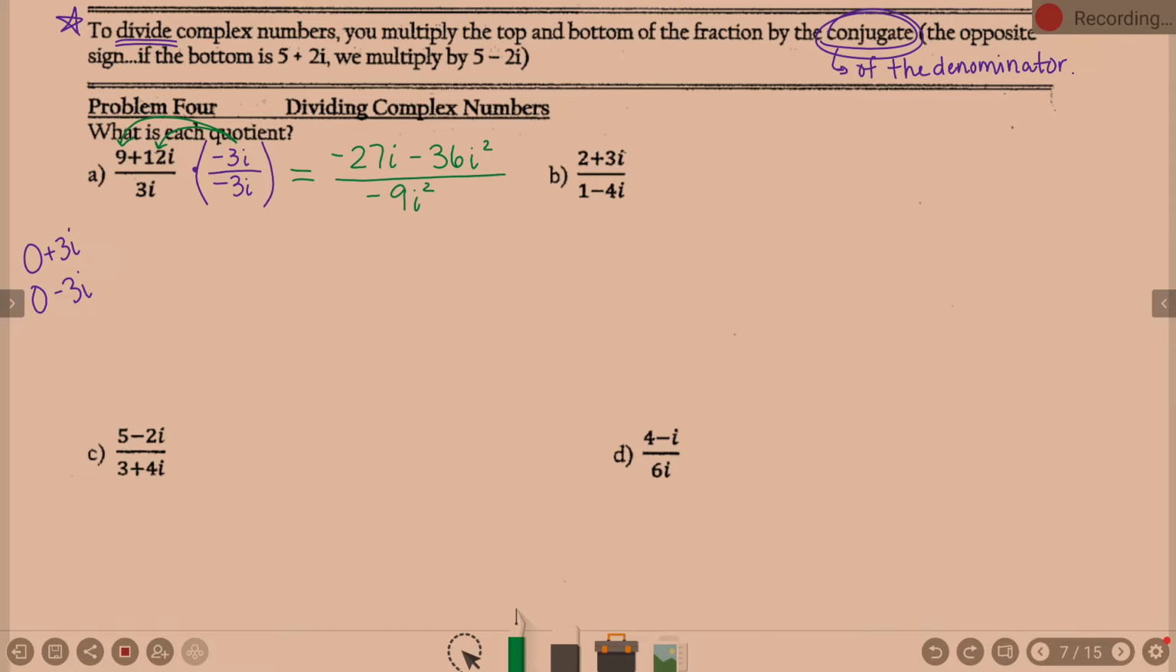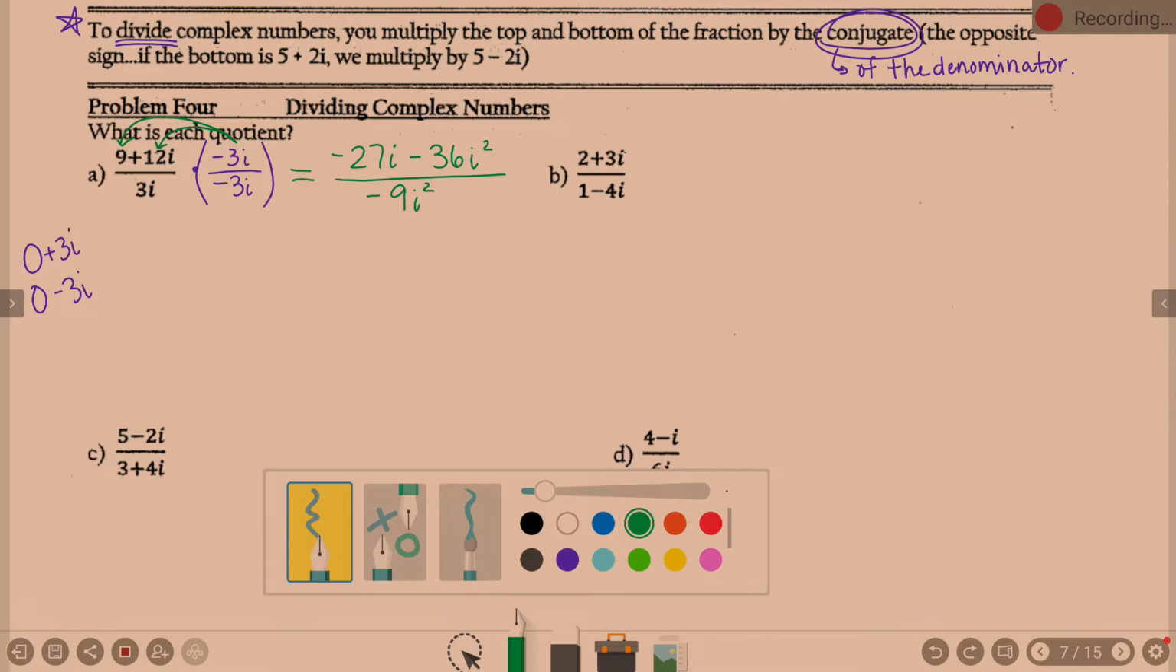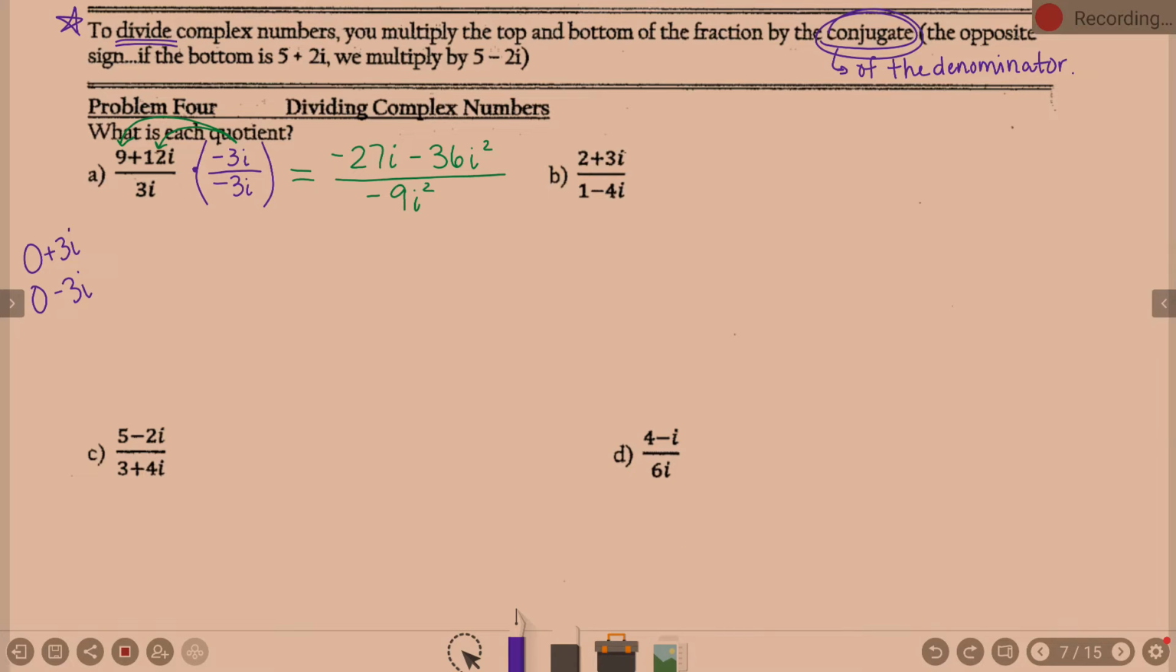Okay, from here, it's all about the cleanup. What is something you see in this problem that you know I'm going to say we can't leave? The i squared. Yeah. I never want to see an i squared in an answer, right? And that's just me talking. That's not even MathXL. MathXL will definitely count you wrong. So what do we know about i squared?